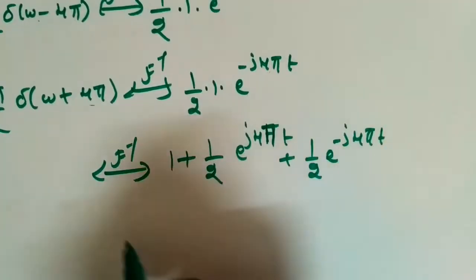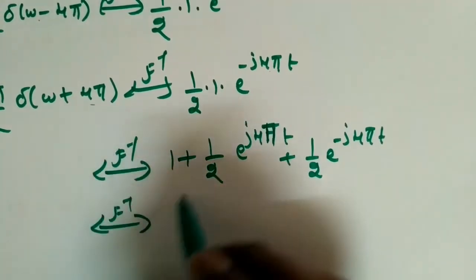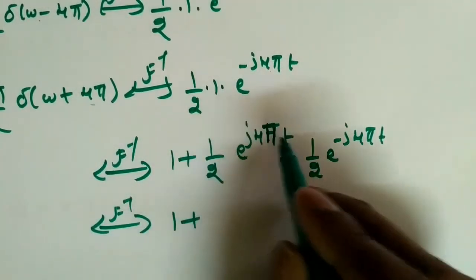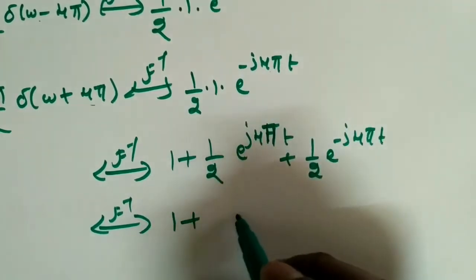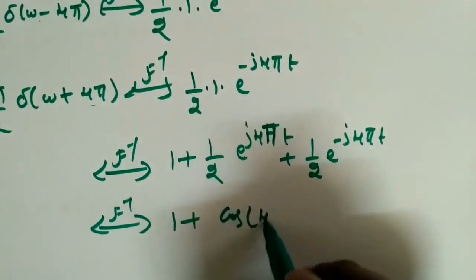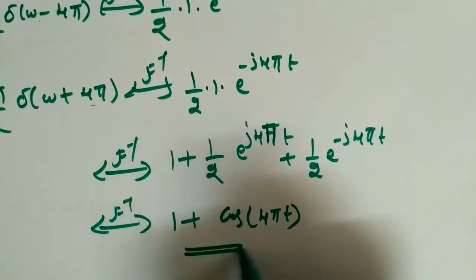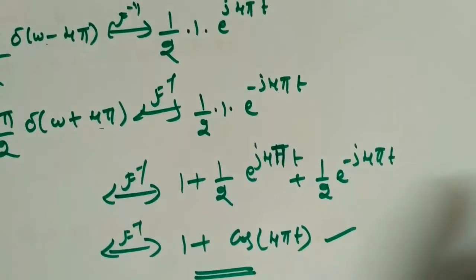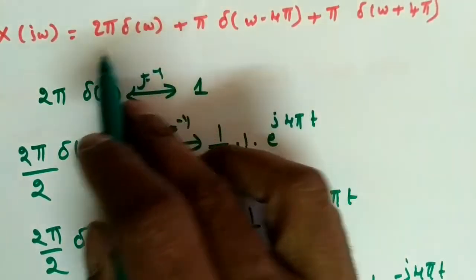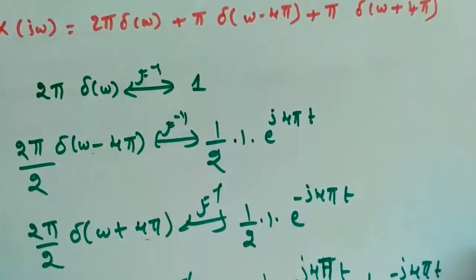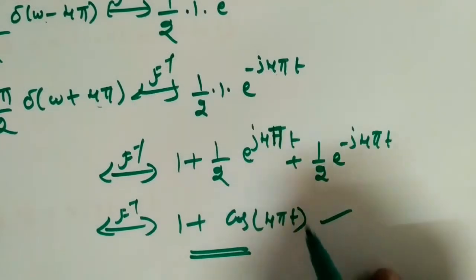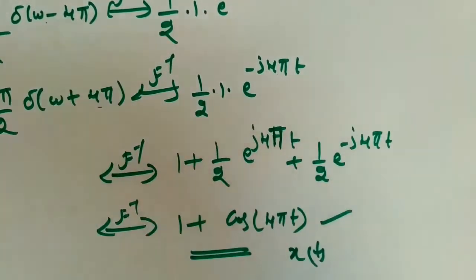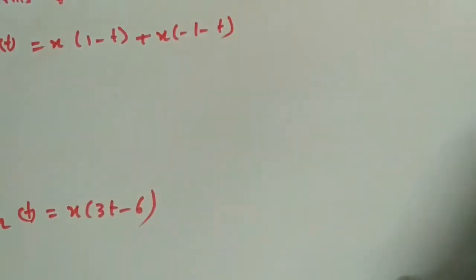Now what is this? By simplifying, this is 1 plus e power j theta plus e power minus j theta by 2, simply cos 4 pi t. Right? So this is how to do it using frequency shifting when the x of j omega is given. Now we need to find the x of t values. So this is the x of t. Next we solve this one.